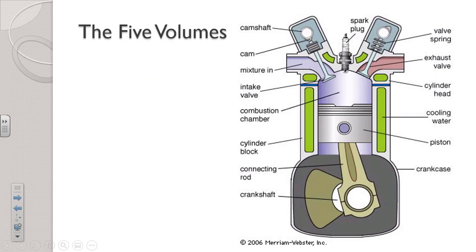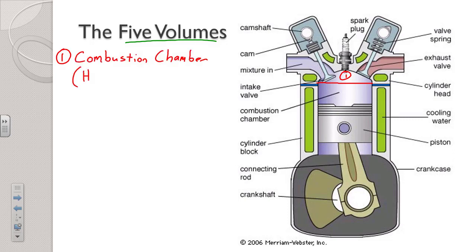You need to be familiar with 5 key volumes that exist within the engine. We're going to go through these from top to bottom. The first volume is this top volume. Volume number 1 is your combustion chamber. Sometimes this is casually called the cylinder head volume or simply the head volume. And that is almost always given to you because that's mathematically very difficult to compute. And it's usually given in cc's.